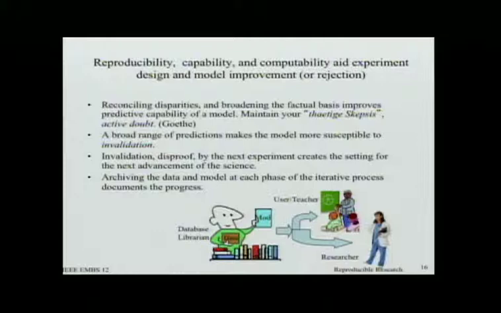Reproducibility, the capability and the computability, aid experiment design and allow model improvement. So the modeling allows one to reconcile disparities between diverse data sets, some decision making, and some places for making error. That broadens the factual basis, improves the predictability of the model, and even so, we retain our thêta skepsis.